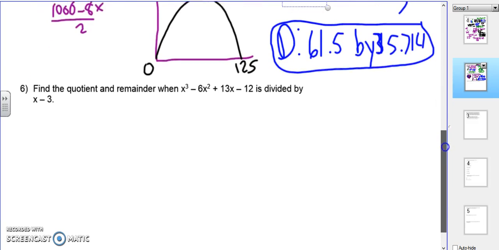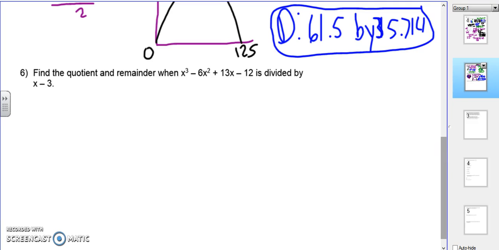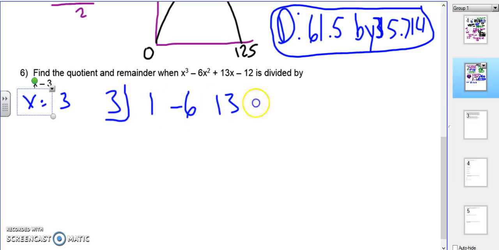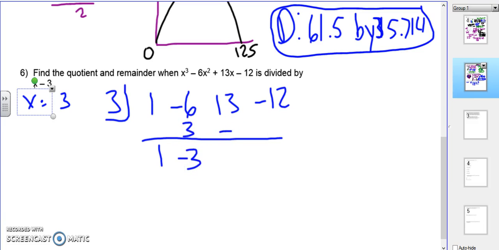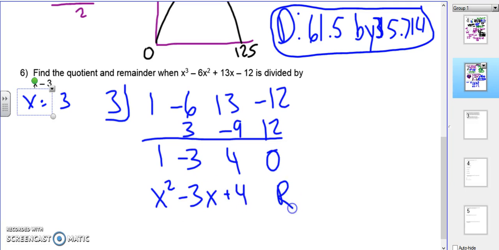All right, let's check out number 6. Find the quotient and remainder. So I'm dividing. Remember that if x minus 3 is a factor, that means 3 is a root. So again, coefficients 1, -6, 13, and -12. So it goes all in order. Bring down the 1, multiply, add, multiply, add, multiply, add. So my quotient is x squared minus 3x plus 4. The last number is the remainder, so it's a remainder of 0, which actually means that 3 is a root.